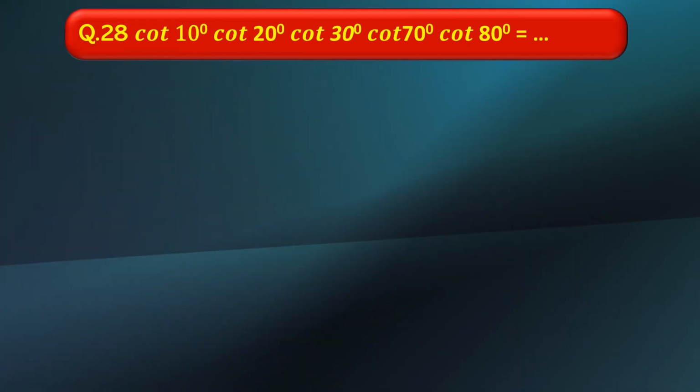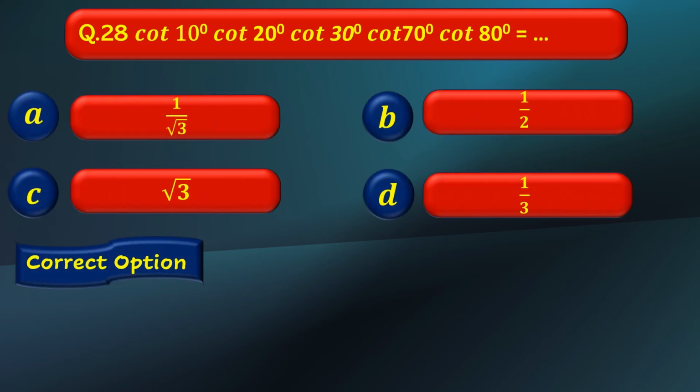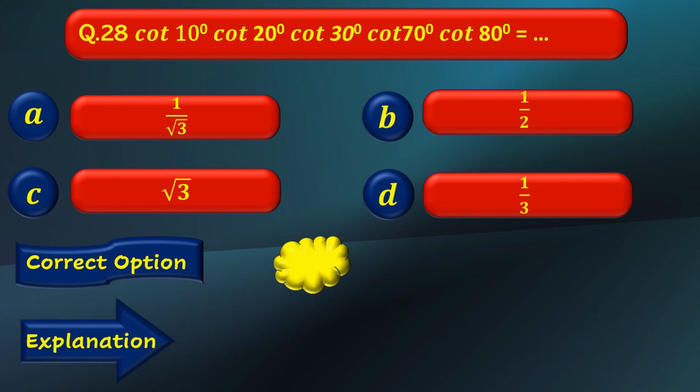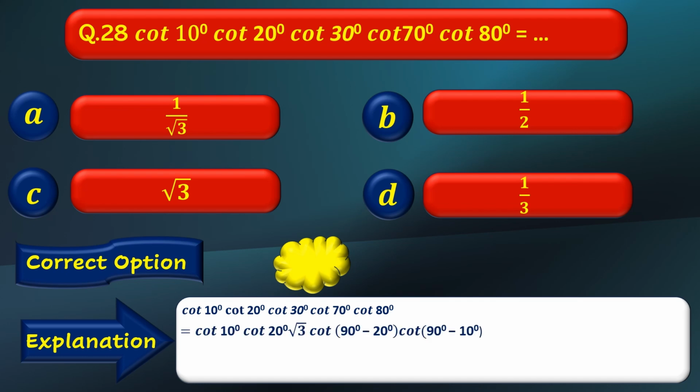Question number 28. Cotangent 10 degree into cotangent 20 degree into cotangent 30 degree into cotangent 70 degree into cotangent 80 degree is equal to, and the options are. Let's find out which one is the correct option. But before that, let's explain it. The given expression is this. We rewrite this expression as, here the value of cotangent 30 degrees is square root of 3. So cotangent 30 degrees has been replaced by square root of 3.